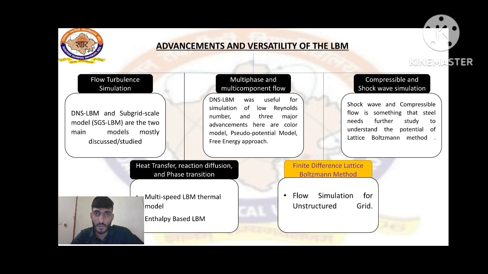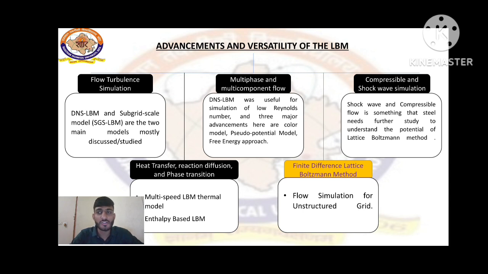One was the color model, where different types of phases were represented as two differently colored distribution functions over here. Then the second one is the pseudo potential method, and the last one was the free energy approach, which was the first thermodynamically consistent method used in the Lattice-Boltzmann method.